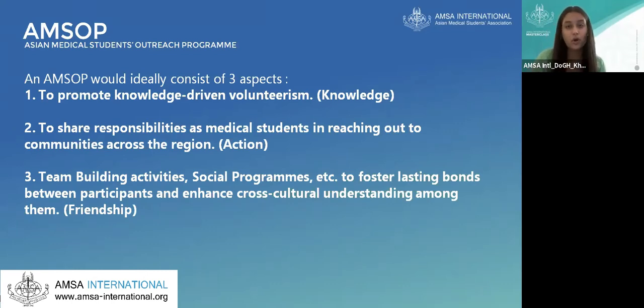Second is to share responsibilities as medical students in reaching out to communities across the region, which corresponds to the action vision of AMSA International. Under this vision, after being adequately trained through the orientation program, here comes the execution phase, wherein participants will be taken to site by transportation arranged by the hosting chapter, and the activities would be.